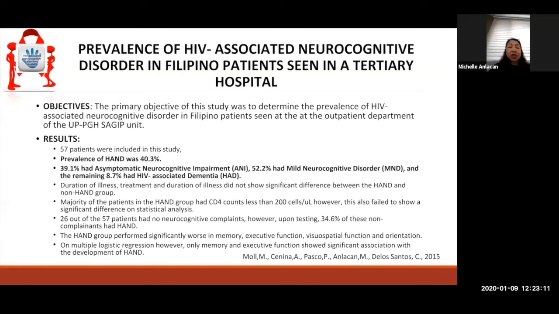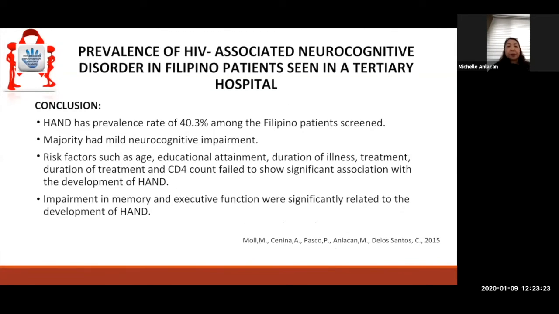Remember, these are the patients na masipag mag-follow up, masipag kumuha ng gamot nila. It could be way worse for those who are lost to follow up. Next, please. So that was the prevalence that we got, around 40%, and impairments mainly in the domains of memory and executive function was what was most significant.